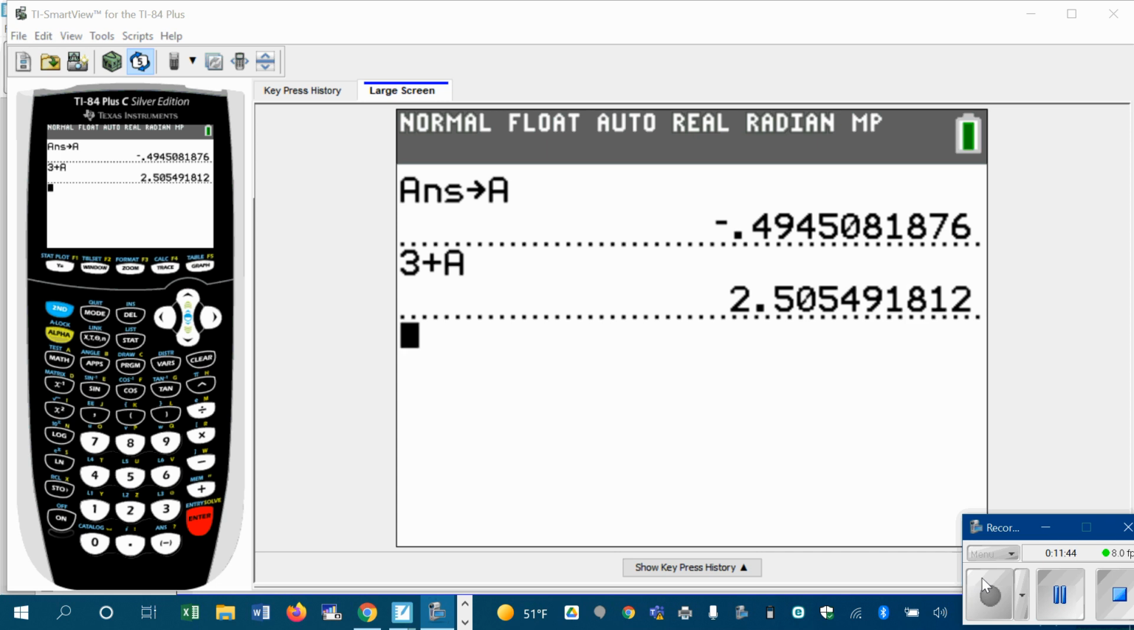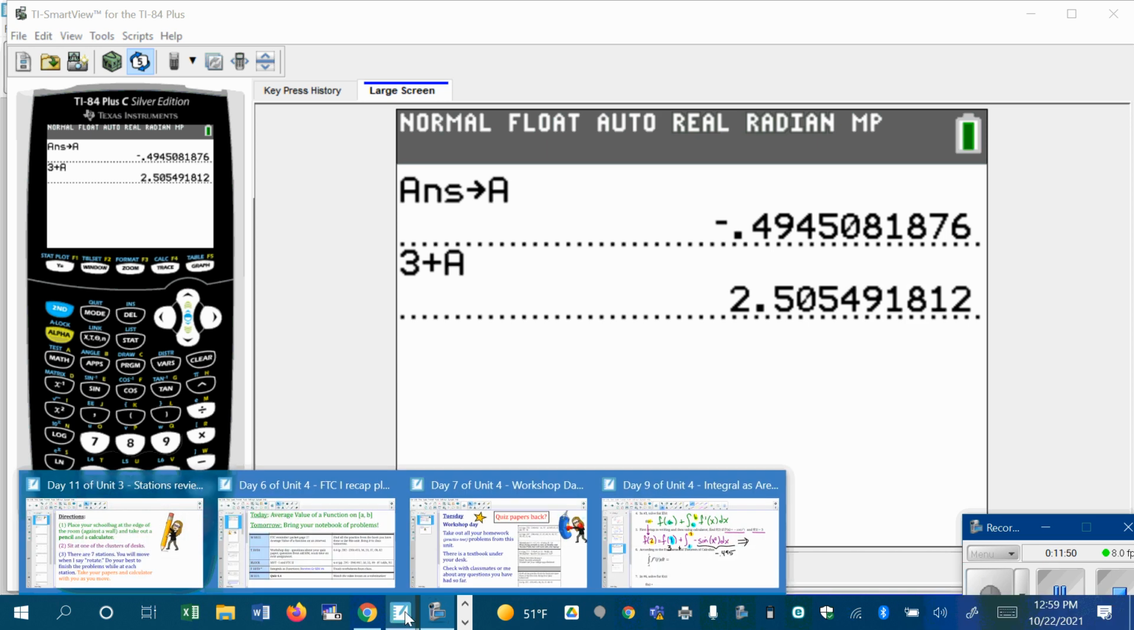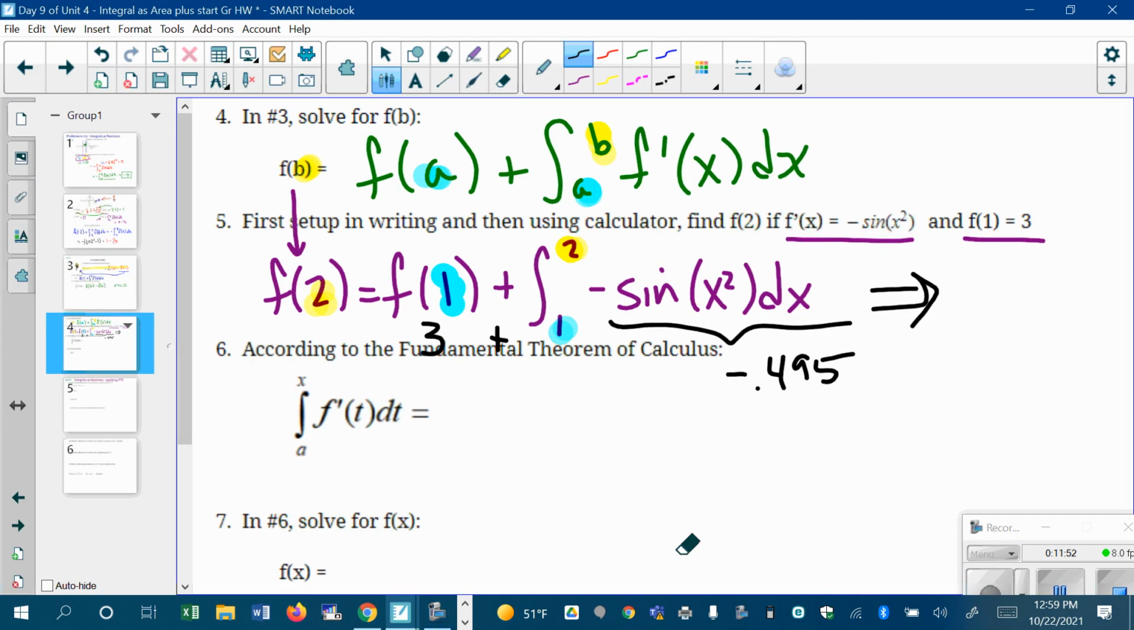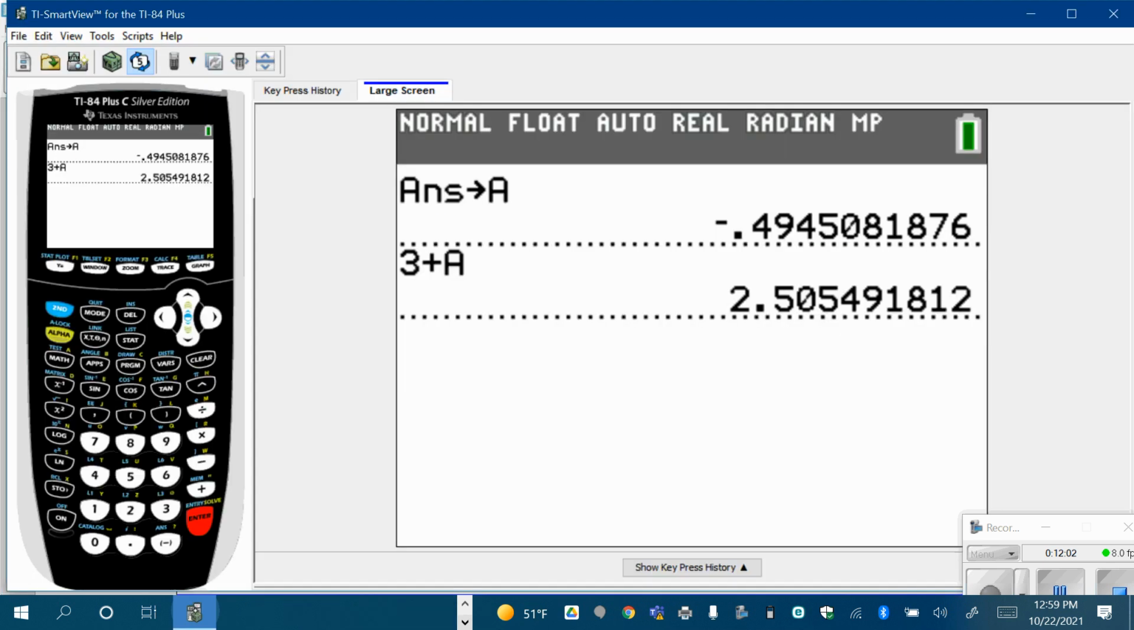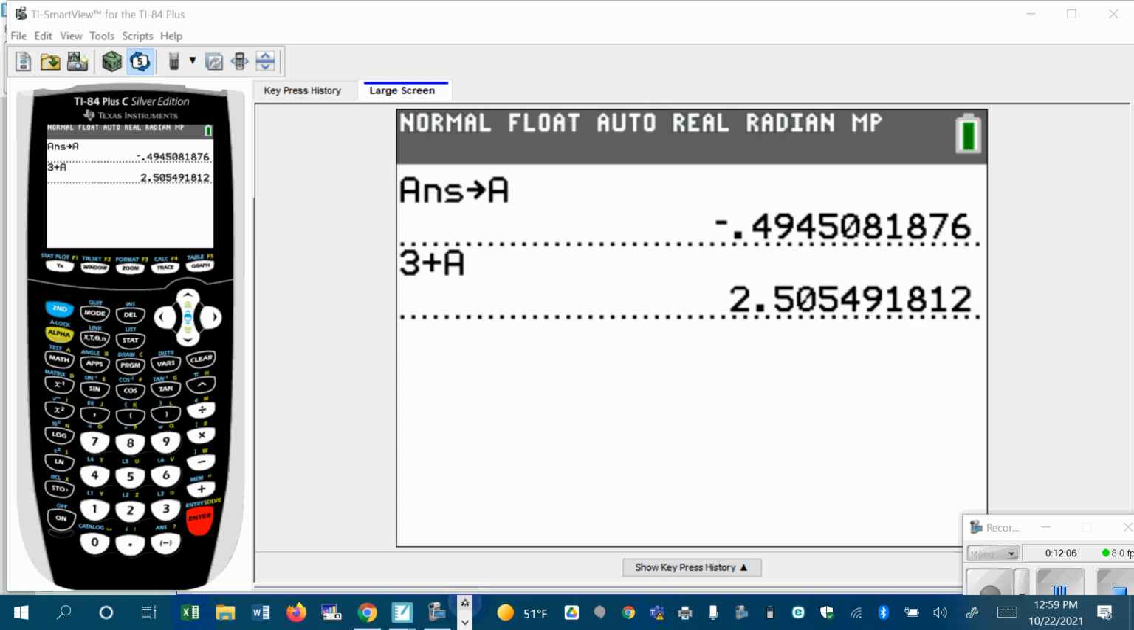Okay, so since my initial value was 3, I'm adding 3 to the value I got from my definite integral. So back on my paper, this part was 3, right? The f of 1 was 3, that was given. And then I want to add my calculator value, and my answer was 2.505, let's say.